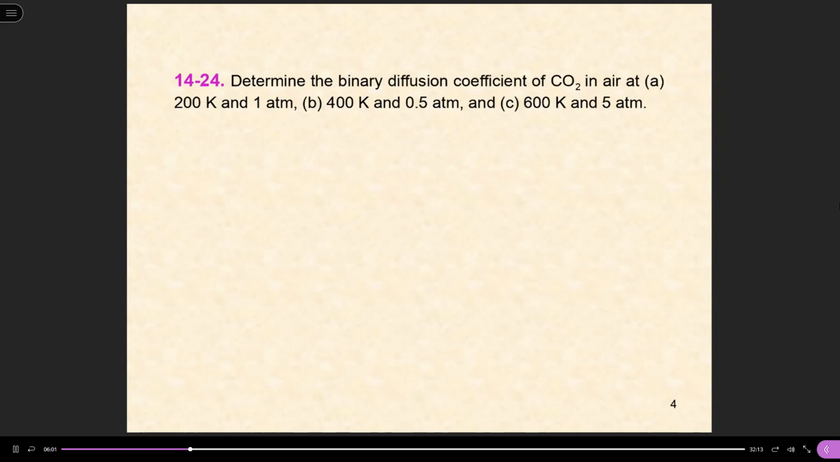Determine the binary diffusion coefficient. This is another question of carbon dioxide in air. What is the binary diffusion? That's a D. Basically, we're talking about D of CO2 in air, or air in CO2, they are equal to each other. In gases, these two are equal. At 200 K, and this is very cold, right? This is basically minus 173 degrees almost.